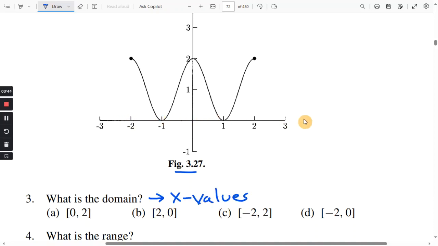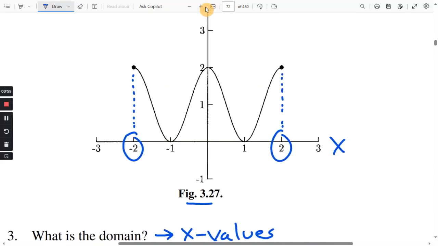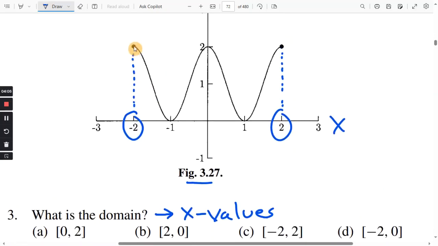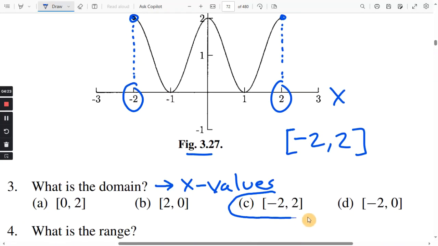This axis here is the x-axis. And we can see the domain starts at x equals -2 and runs to x equals +2. So that is the x values from -2 to +2. And it includes, see the solid dot right here? It includes -2, and the solid dot means it includes +2. So we use the square bracket because it includes that point. So it runs from -2 to +2, simple. Answer C.